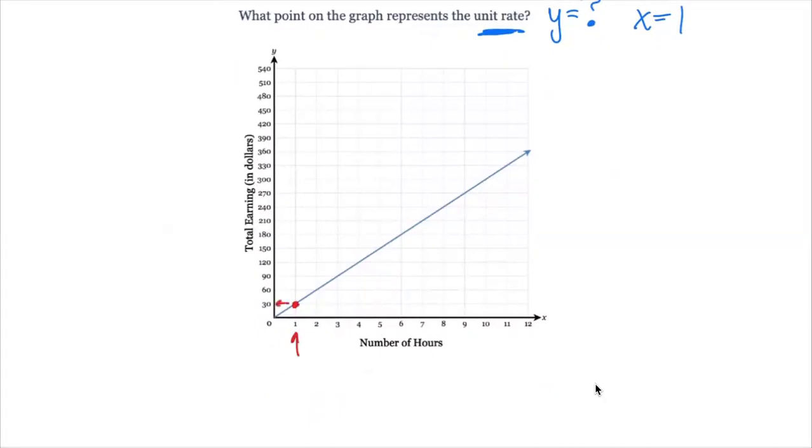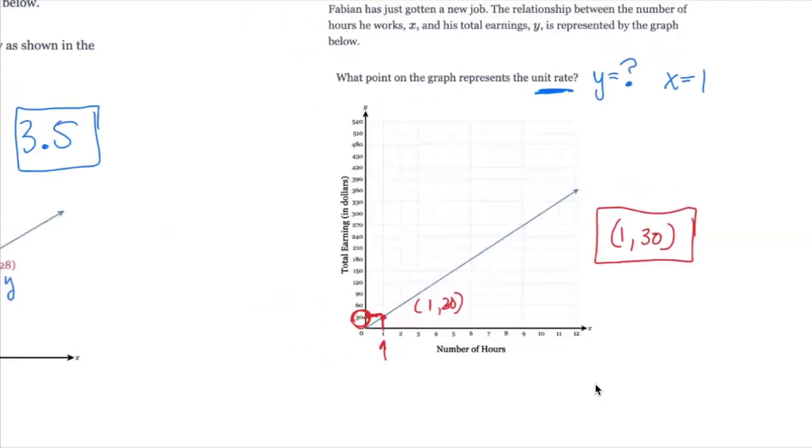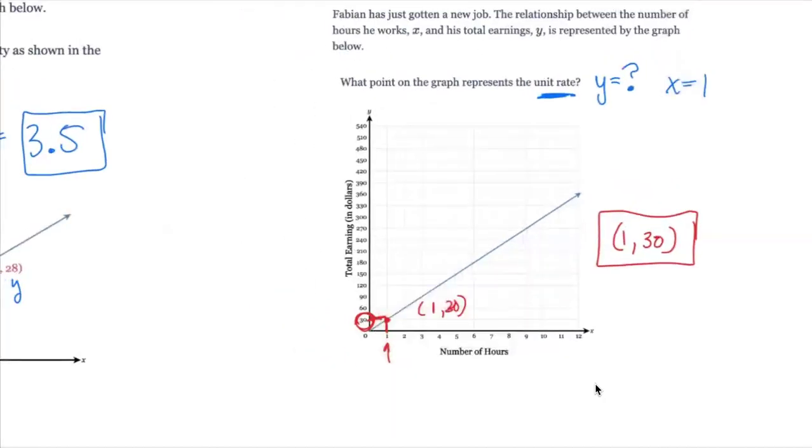And my unit rate is 30. So the coordinate then would be 1 is my X. What was Y when X is 1? Look over here, and it is 30. So my answer is (1, 30) with my parentheses. That point represents the unit rate. It's how much is 1 of the hours he worked. How much does he earn when he works 1 hour? He earns $30 per hour.